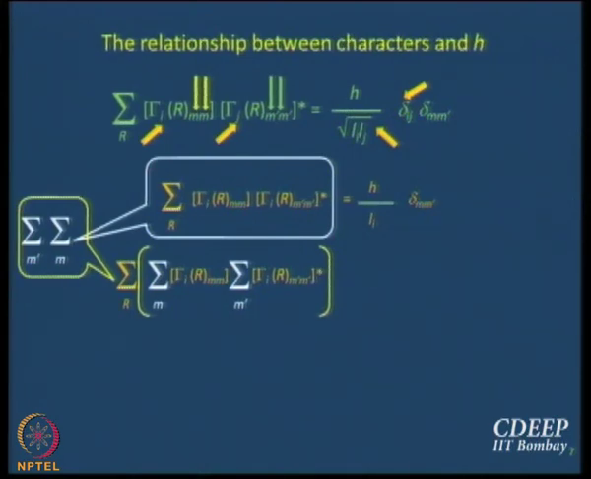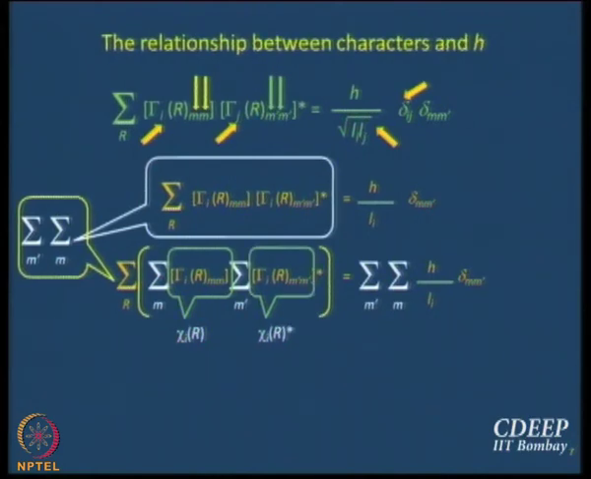Okay. Now what is this first thing? Gamma I R mm. We have ensured that it is the character, right? But before that, right hand side also has to be summed over m and m dash. Fine. So this is the character, right? What is the second one? That is also the character. It's just the complex conjugate of character.